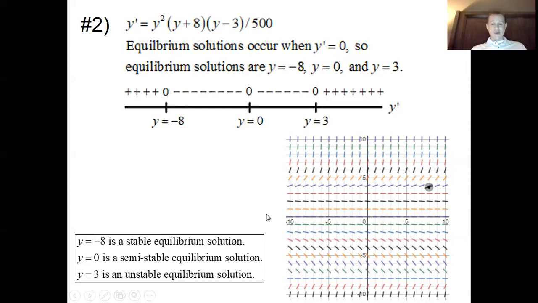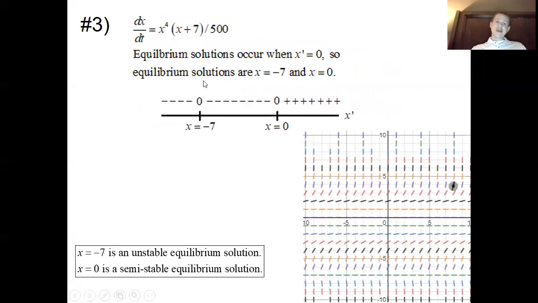And then lastly, up at y equals 3, you can see that below it, things are going away from it. And above it, things are also going away from it. So this would be an unstable equilibrium solution on number 2. Number 3, same kind of deal. Now this one, x is a function of t, okay?